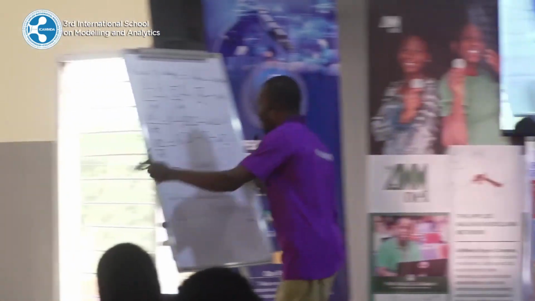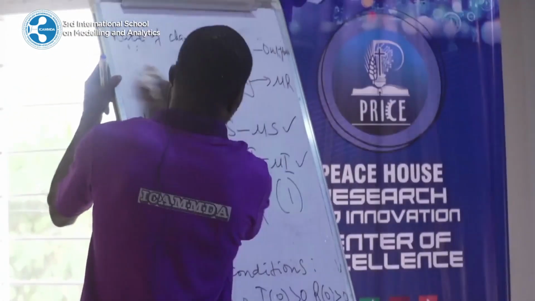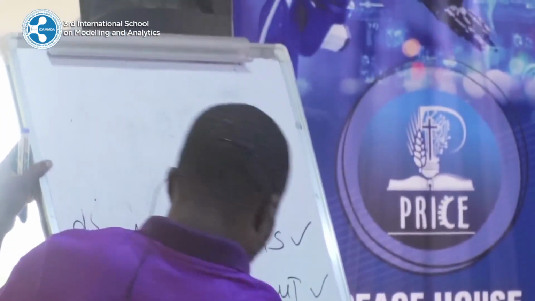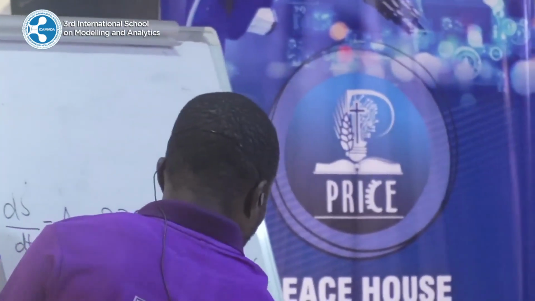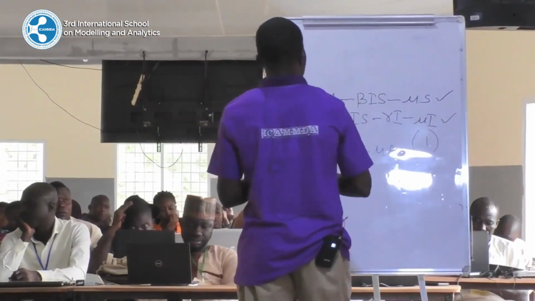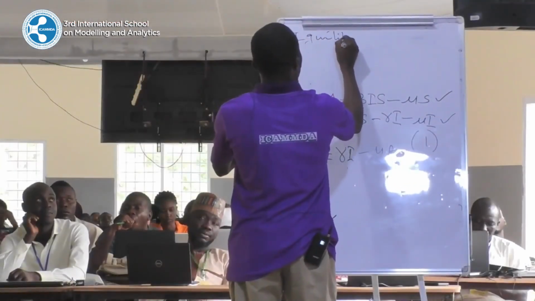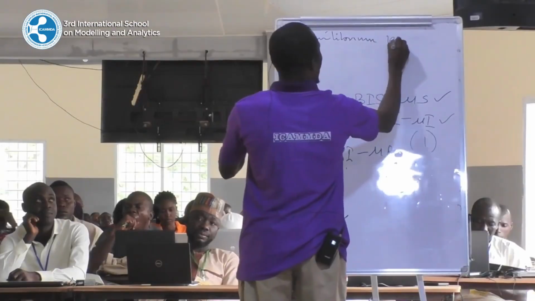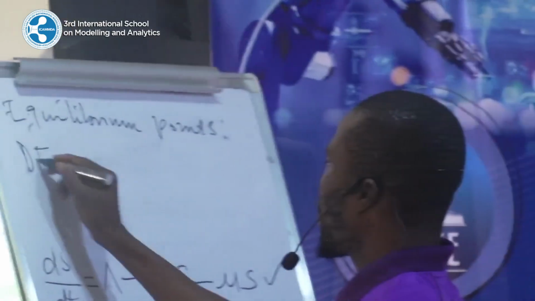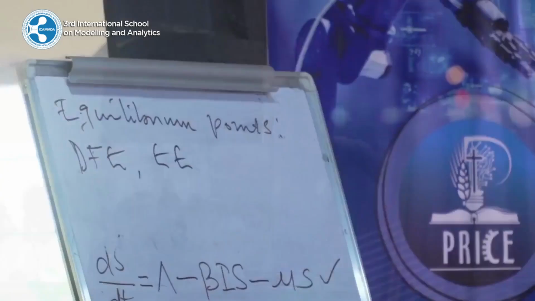Okay? So now we have this model. We want to find the equilibrium point, and like I said, we have two of them. Disease-free equilibrium and what? Endemic equilibrium.